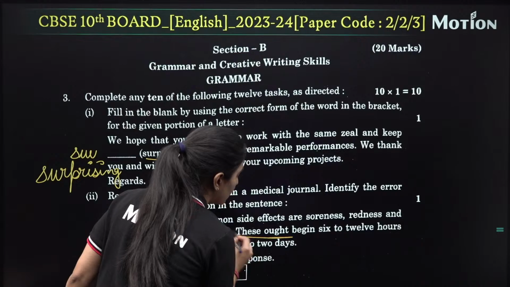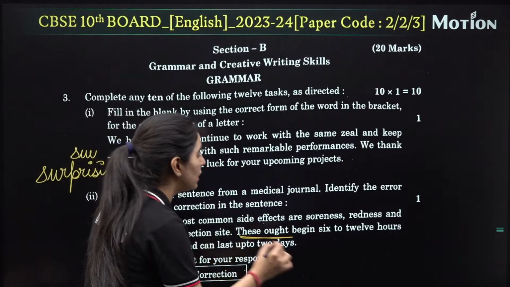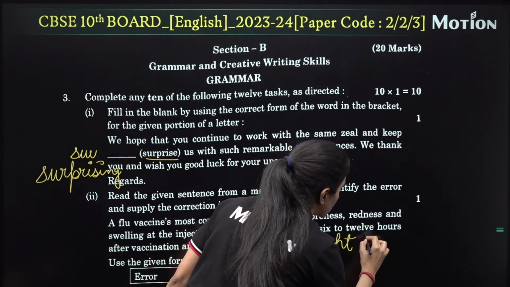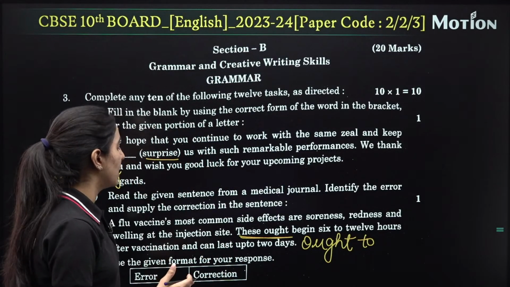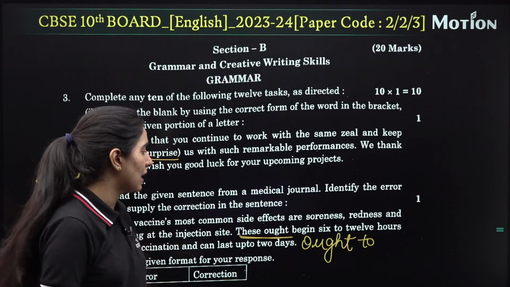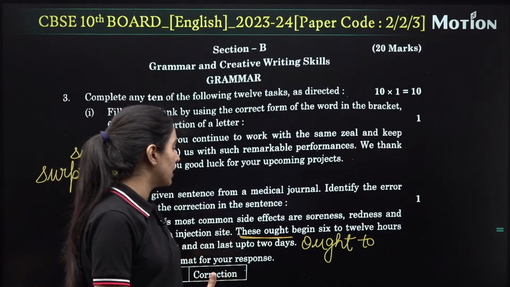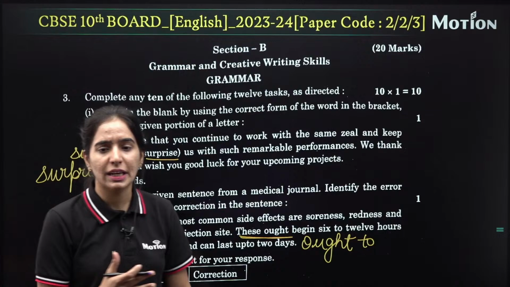So, here we have the mistake: these ought begin. So, what should be the answer? It should be these ought to. These ought to begin 6 to 12 hours after vaccination and can last up to 2 days. And even if you have mentioned should, I think that should be the correct answer. These should begin 6 to 12 hours after vaccination and can last up to 2 days. Okay. Ought to is the correct answer.